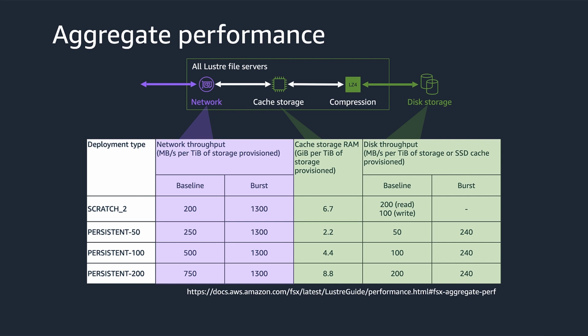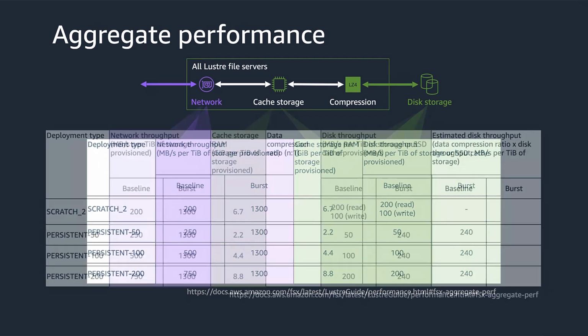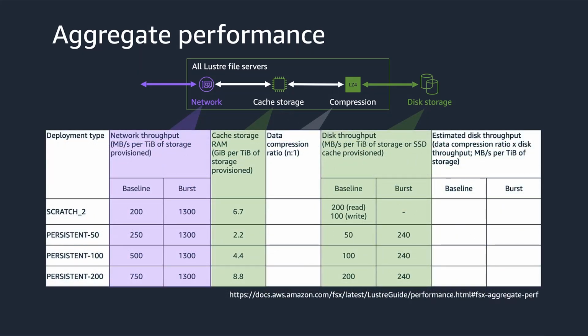What we don't have here is the performance characteristics as it relates to data compression. The amount of data compression is highly dependent on the type of data, which varies greatly from customer to customer and file type to file type. But if we had data compression ratios of the data we're reading and writing, we could calculate new estimated disk throughputs as it relates to data compression.